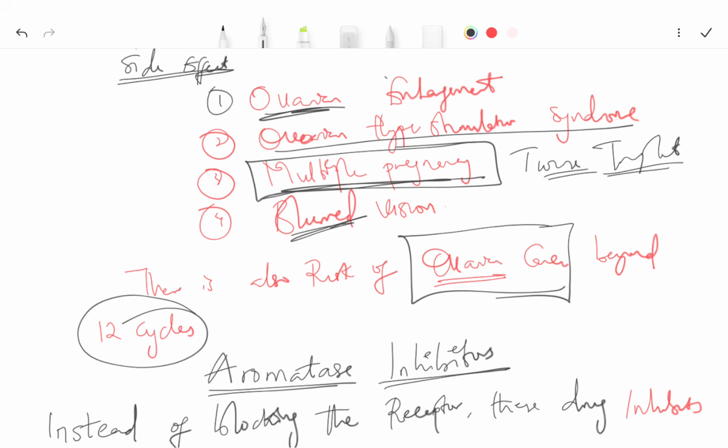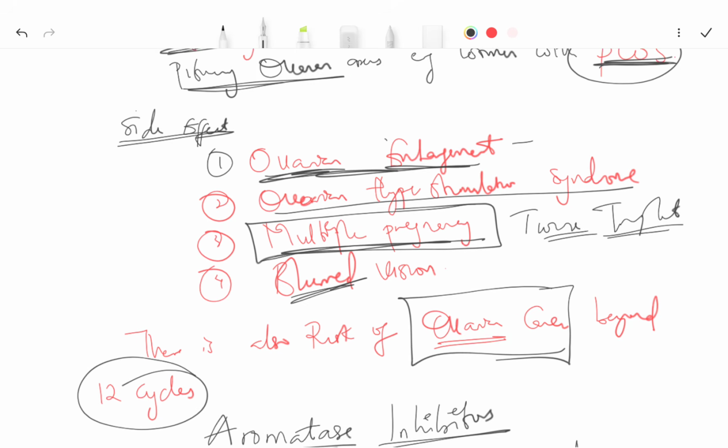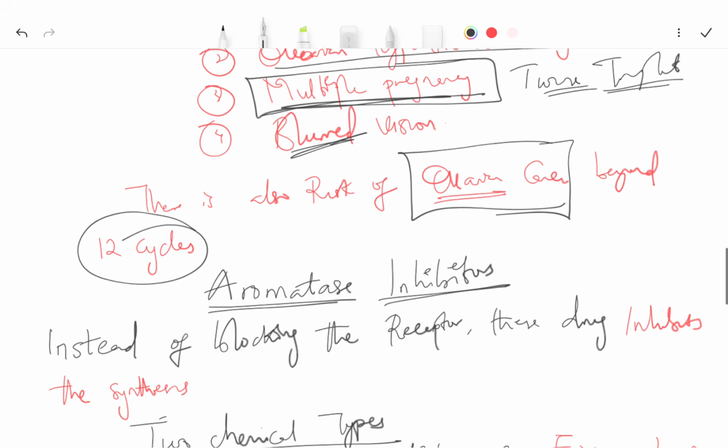Very, very important. Then also take note of ovarian enlargement, which could lead to rupture, because if the ovaries are getting bigger and the blood supply is not able to meet up with the demand, the blood vessel will rupture.